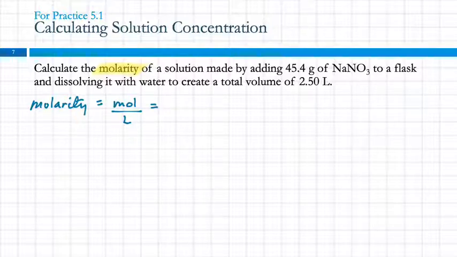They gave me the volume of solution, right? So the solution volume is 2.50 liters. They didn't give me the moles of solute though. They gave me the mass. Can I take the grams and convert to moles? Sure I can.